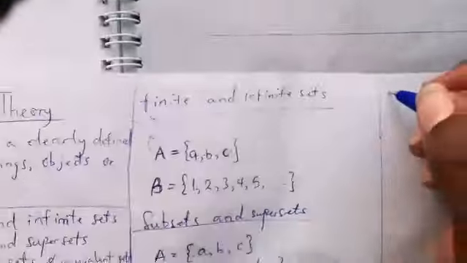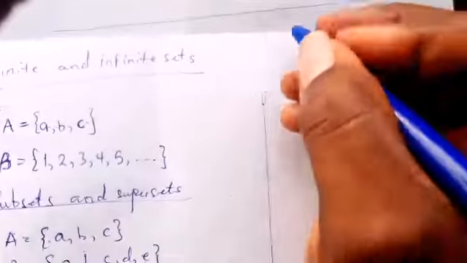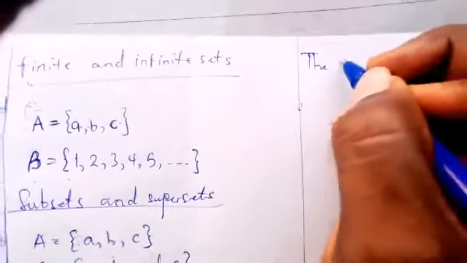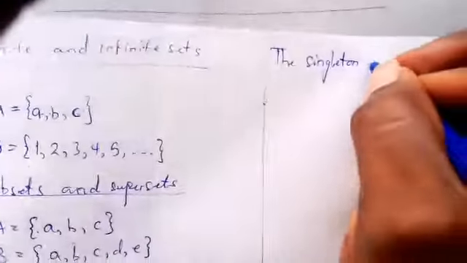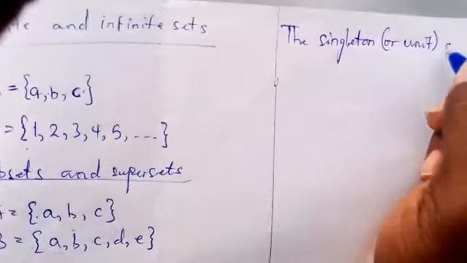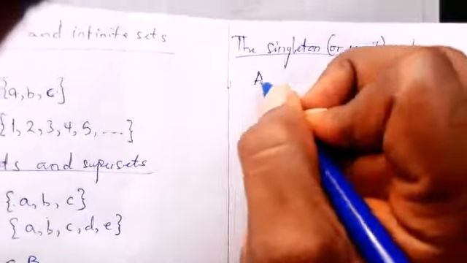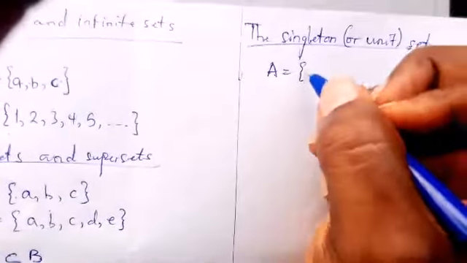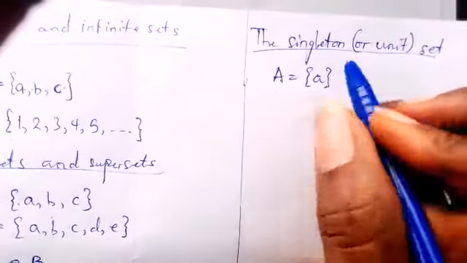Now, we also have the singleton, or we say the unit set. Now this is a set that contains only one element. When a set contains only one element, we call it a singleton.